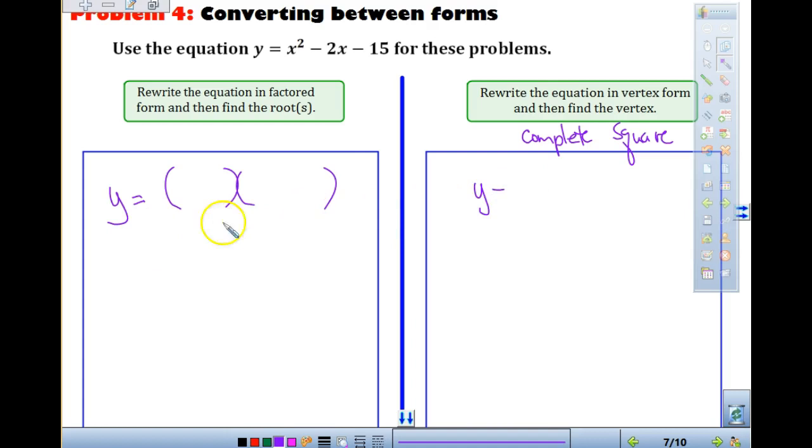So check with your shoulder partner. What you should have in your two parentheses when you do that factoring is something you should be able to agree on.